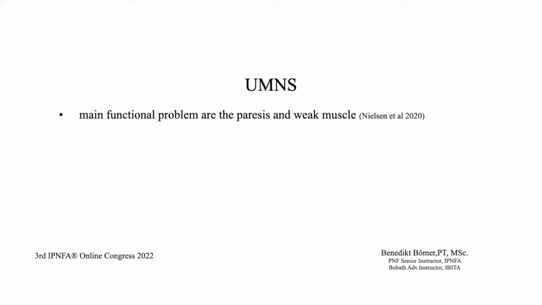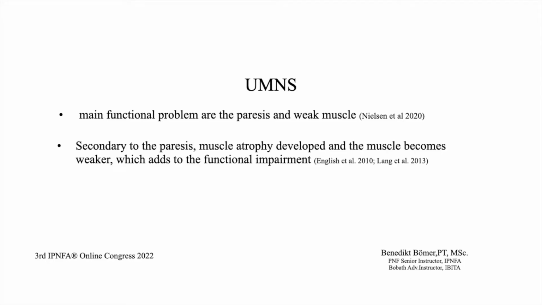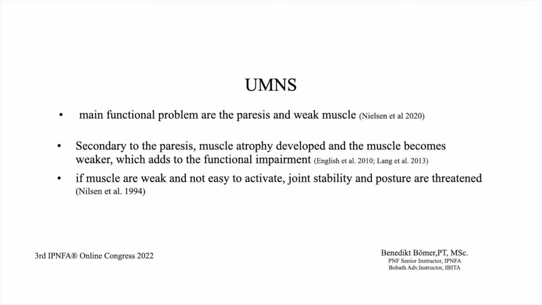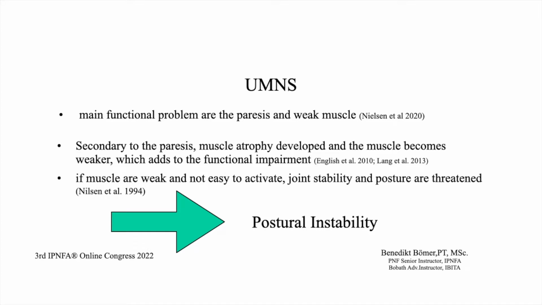If you look further in the literature, the main functional problems after a lesion in the central nervous system are the paresis and weak muscles. Secondary to the paresis, muscle atrophy develops and the muscle becomes weaker, which adds to the functional impairment. If muscles are weak and not easy to activate, joint stability and posture are threatened. And this is then the cause for the postural instability that we heard about in the definition of the upper motor neuron syndrome.